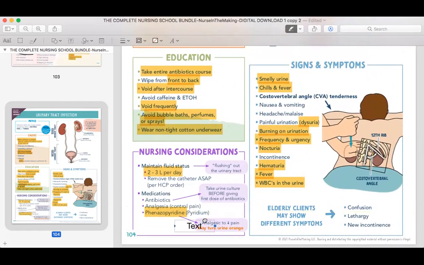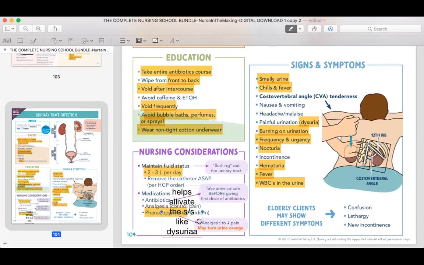You want to make sure that Pyridium is not an antibiotic. It only helps alleviate the signs and symptoms like the dysuria, the urinary frequency. It helps with the symptoms, but it's not like an antibiotic.